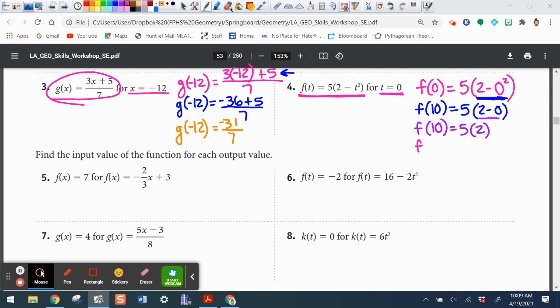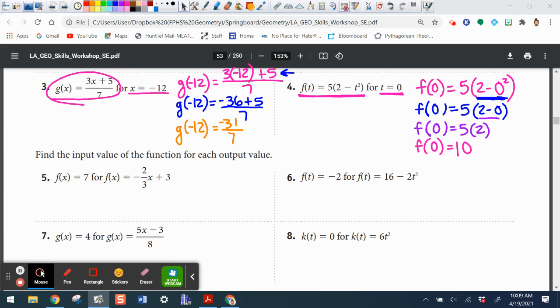I don't know why I wrote 10, f of 10. Some of you are probably freaking out as you're watching this. Why did he write 10? It's a simple mistake. A lot of these inputs have been 10. And if you can't tell, the output is going to be 10. So f of 0 is equal to 10.